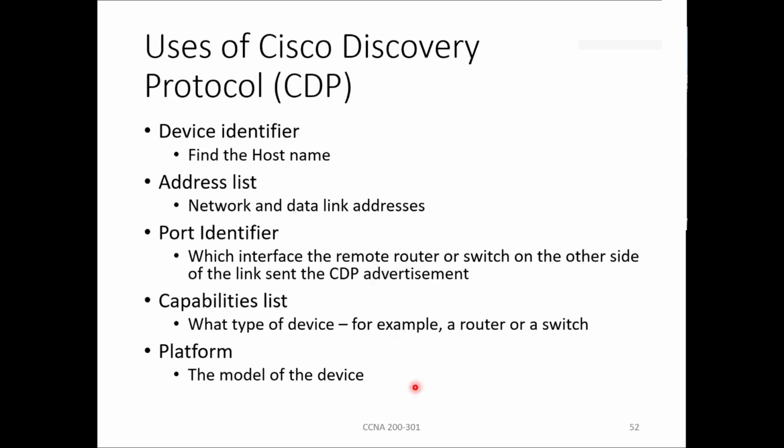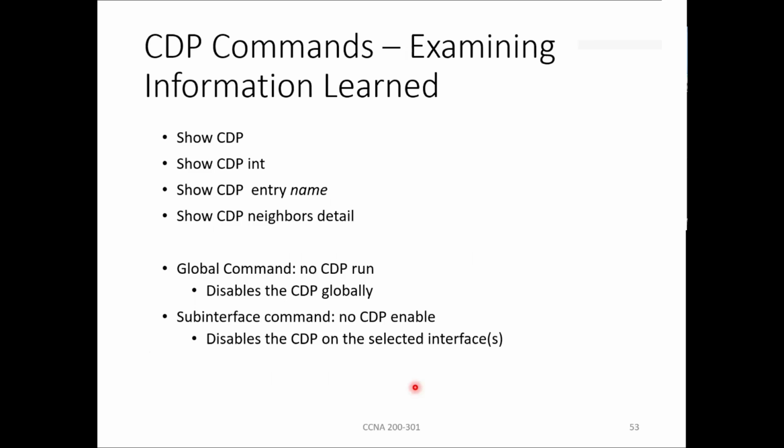So CDP is very handy when you do troubleshooting. If you'd like to find out what other devices are connected to your device, those kinds of scenarios, we can use CDP. The CDP commands are show cdp interface, show cdp entry and put the name, and show cdp neighbors and put the neighbor details. These are the show commands we can apply in order to see the CDP information.